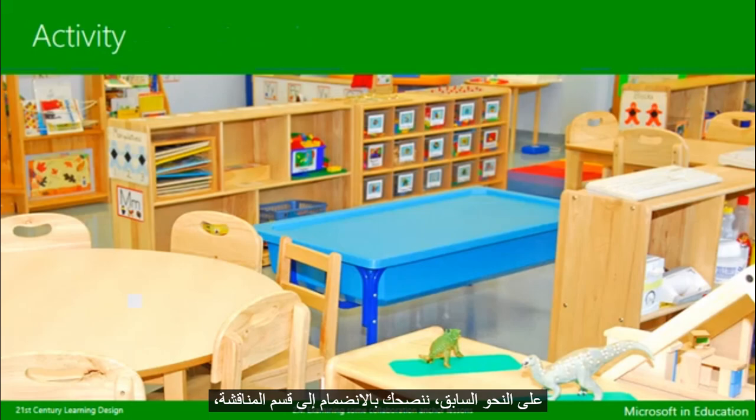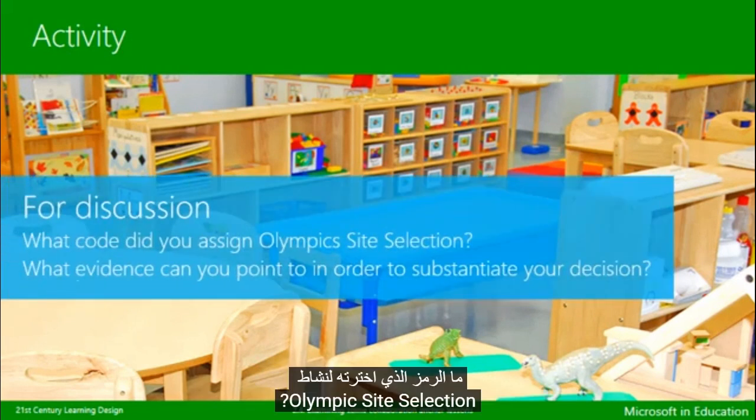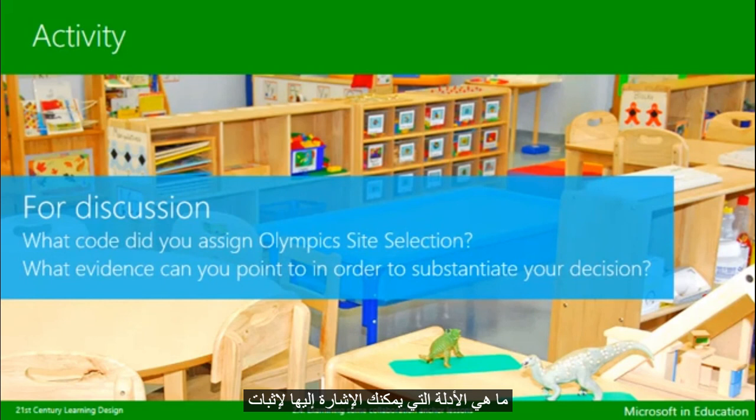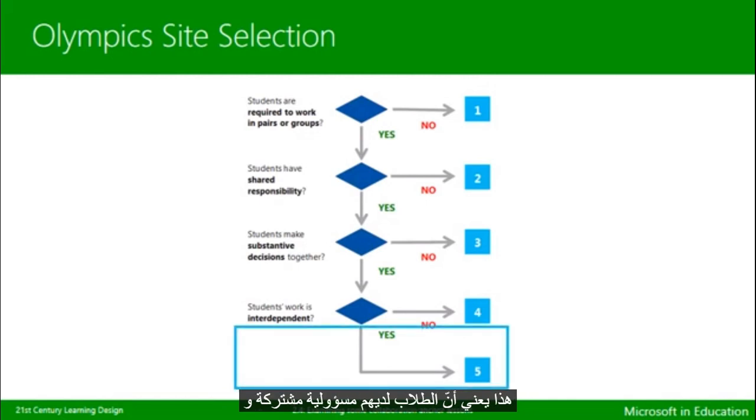As before, we would encourage you to join the discussion area where you can share your views on how you coded the activity. What code did you assign Olympic site selection? What evidence can you point to in order to substantiate your decision? The evidence points to a code 5 for this learning activity. This means that students do have shared responsibility and they do make substantive decisions together about the content, process, or product of their work, and their work is interdependent.